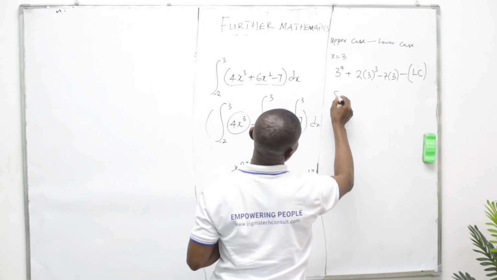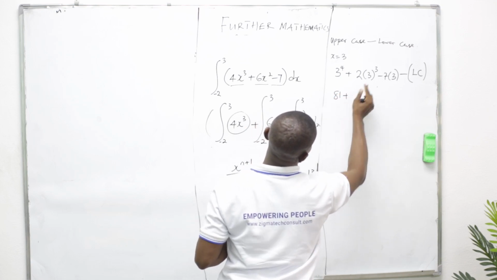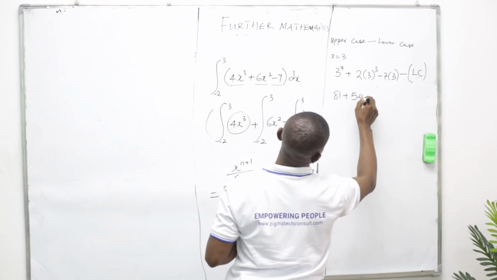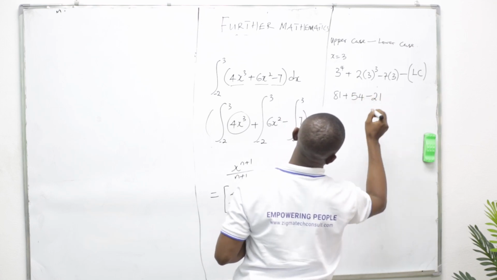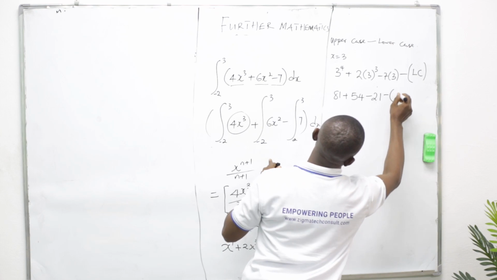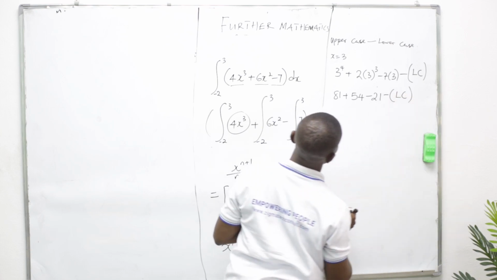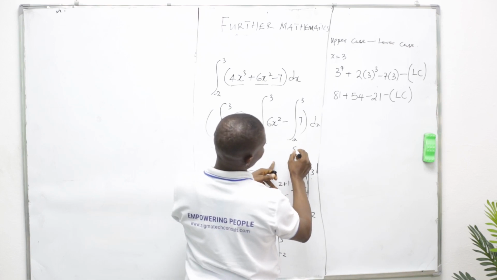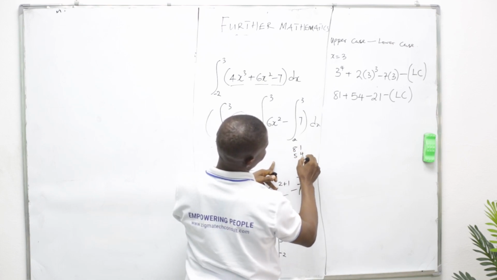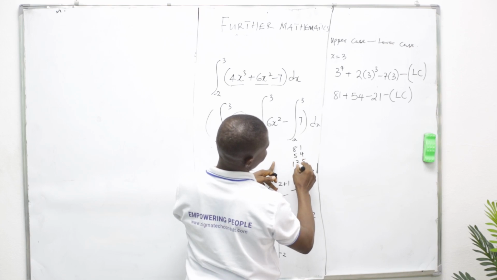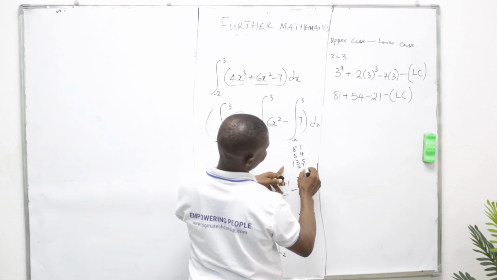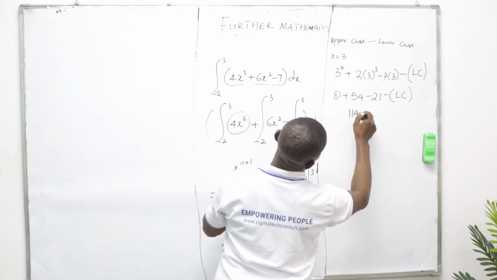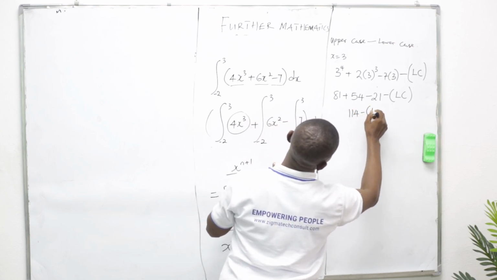3 power 4 is what? 81 plus 3 power 3 is 27 times 2. That's 54 minus 21 minus our lower case. 81 plus 54 is going to give us 135 minus 21. That is 114 minus lower case.